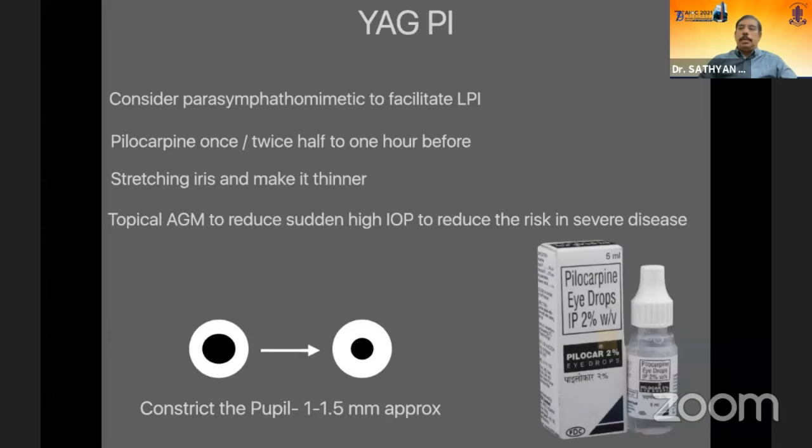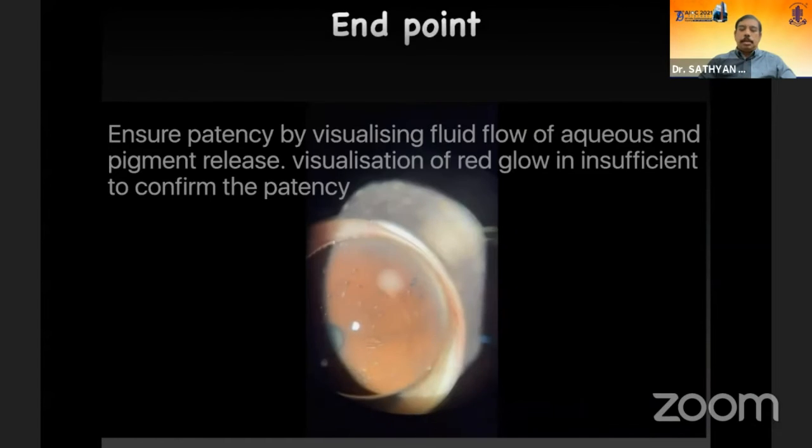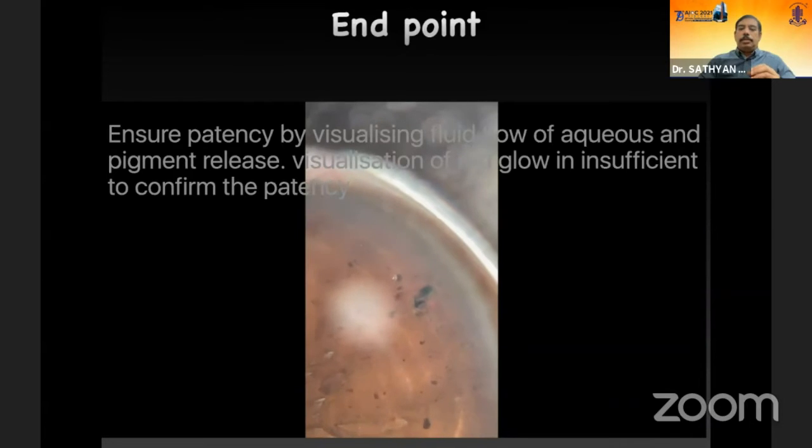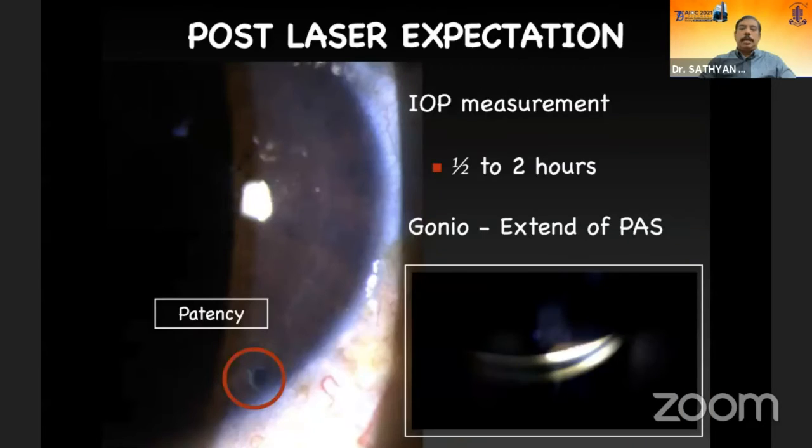Before doing the peripheral iridotomy, it's always better to put the patient on a parasympathomimetic, that is pilocarpine, and constrict the pupil well so that the iris is stretched and you can easily do the peripheral iridotomy. Identifying a patent PI is critical. You have to see the air bubbles, the gush of aqueous, and also the pigment release. This is the end point. And you have to make sure that at least 100 microns, an adequate size, is there.